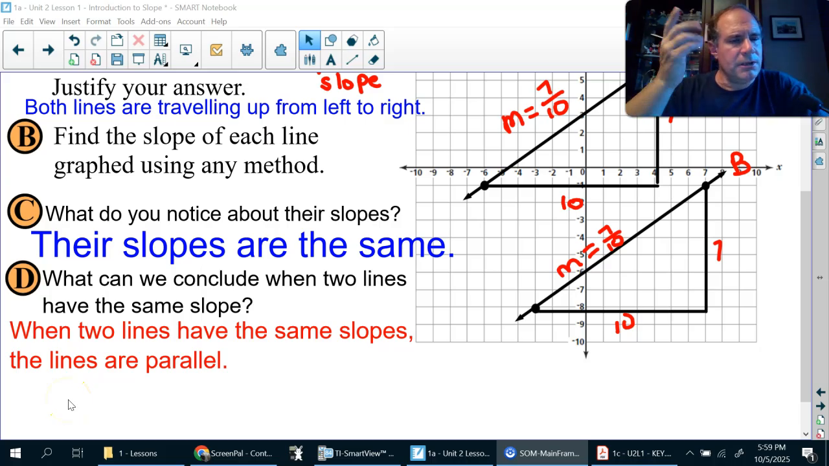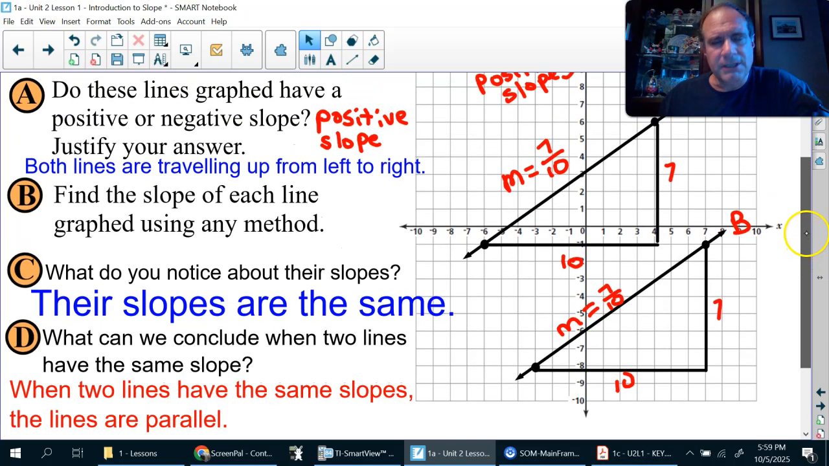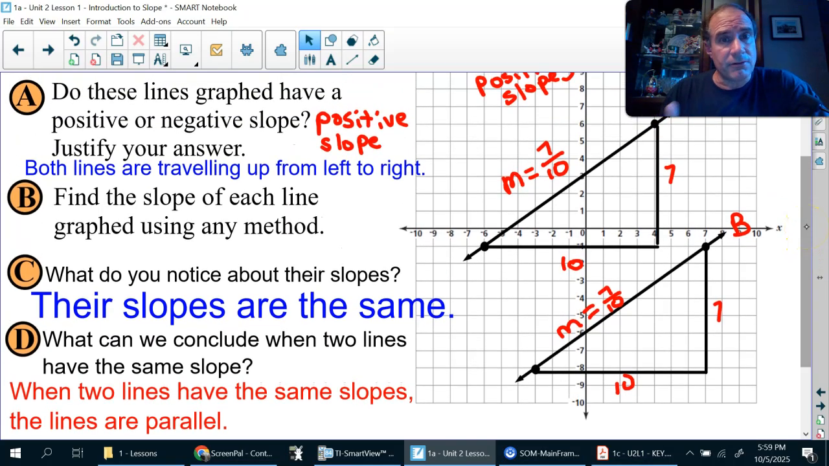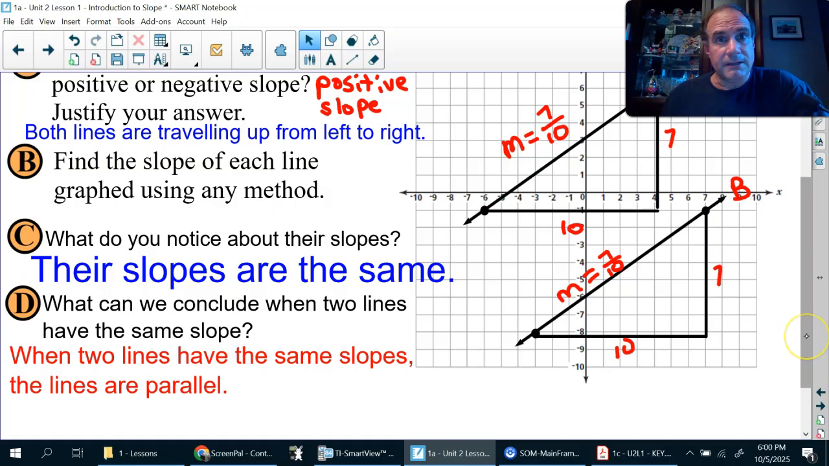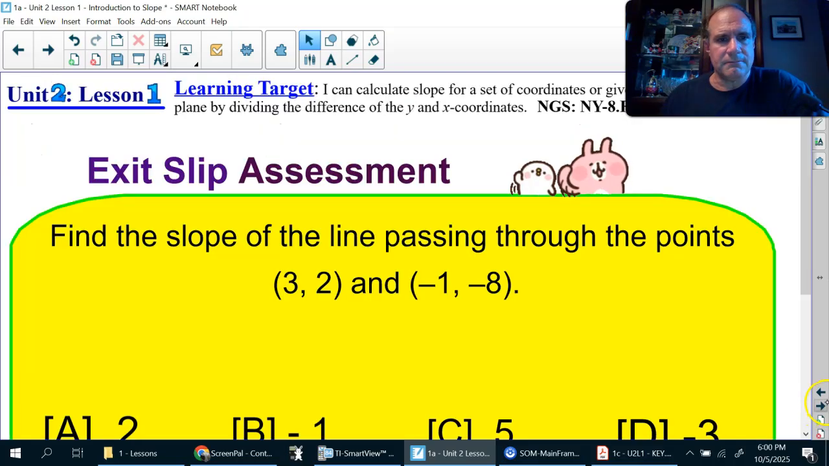Okay, so what do you notice about their slopes? Their slopes are equal, definitely. And when two lines have the same slope, you could see that these lines are parallel. That's what happens when there are parallel lines. Any lines that are parallel have the same slope. It's the same rise and it's the same run. So if they give you a line with a slope of 3, and another line with a slope of 3, that means both of those lines are parallel. Parallel, same slope. And that's it.